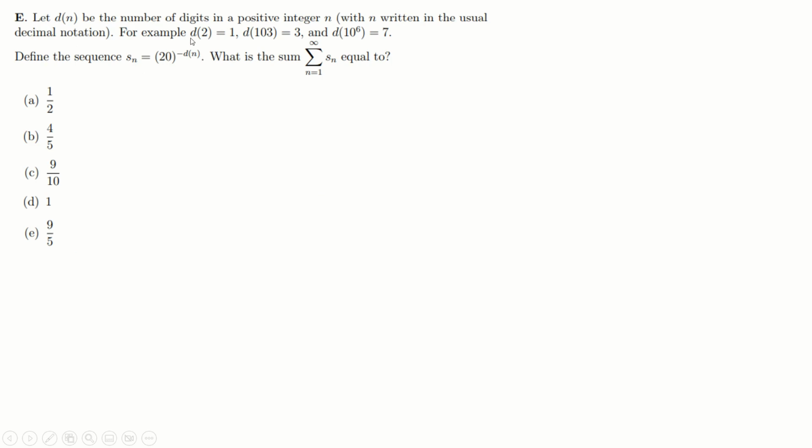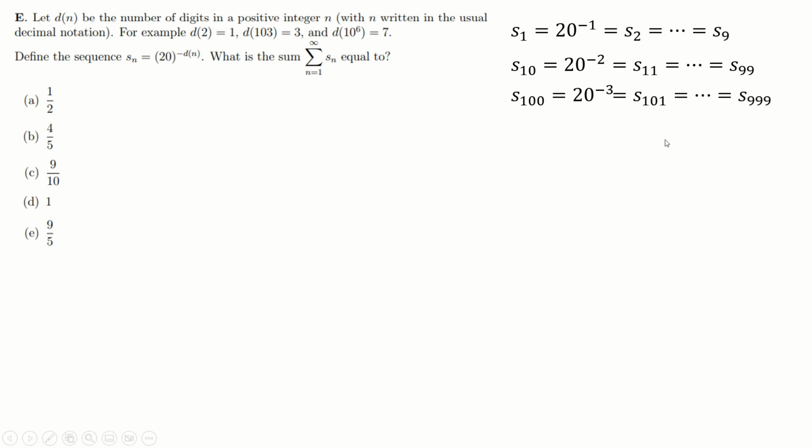Okay, so d is just the amount of digits the number has. So clearly, s of 1 is going to be 20 to the power minus 1, because 1 has 1 digit. But so is s of 2, because 2 has 1 digit. And so is s of 3, all the way up to s of 9. Now, s of 10 is going to be 20 to the minus 2, because 10 has 2 digits. And likewise, all the way up to s of 99. S of 100 is 20 to the minus 3, all the way up to s of 999, of course.